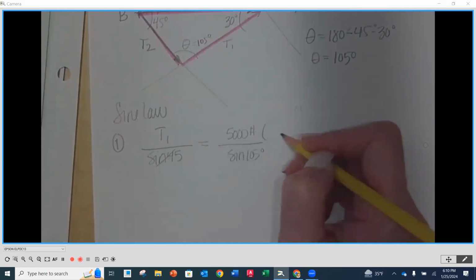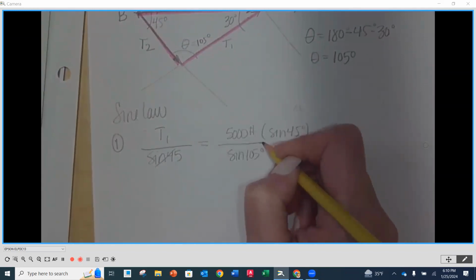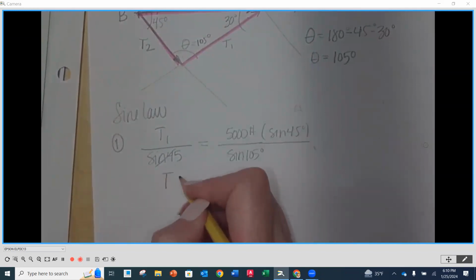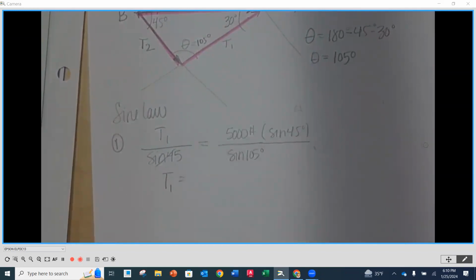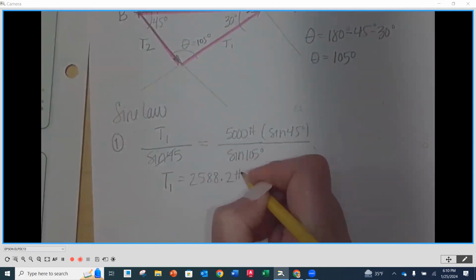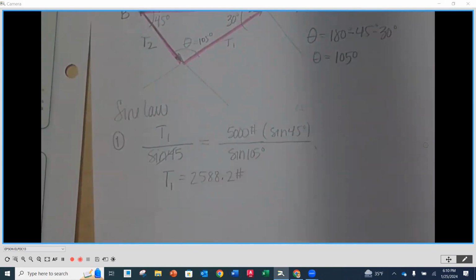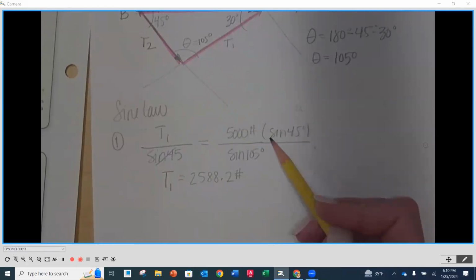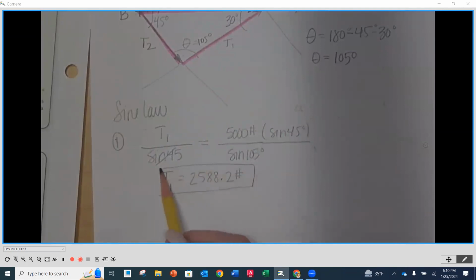So then we're going to multiply up on top here by the sine of 45 degrees, and our T1 will be equal to... Make sure you add your units in all phases of the problem so you can see if you end up canceling something out, or if something's left over. Now here we would not cancel out the sines. We have to actually do that work. We have to get the decimal equivalents of each. And then you should end up with 2588.2 as the magnitude of T1 or something very close.